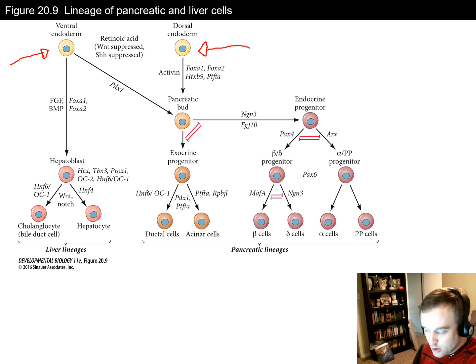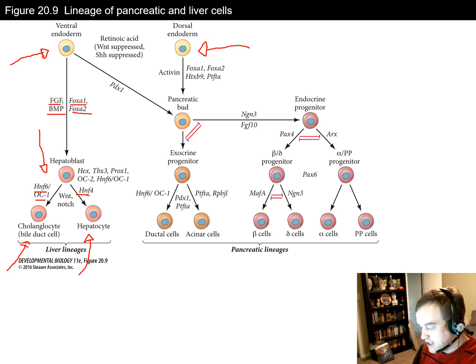If we're in the ventral endoderm, there are a few genes here, FGFs, BMPs, FOXA1 and FOXA2, that lead to the formation of hepatoblasts, which are these undifferentiated liver cells. And then the presence of a couple more genes, HNF6 and OC1, will lead to bile duct formation, while HNF4 leads to hepatocyte or liver tissue formation.